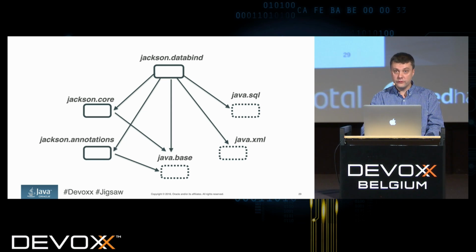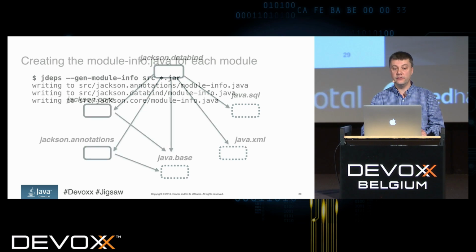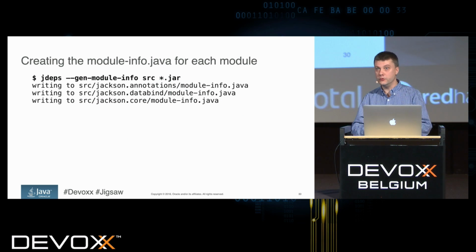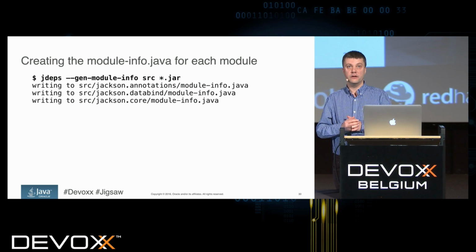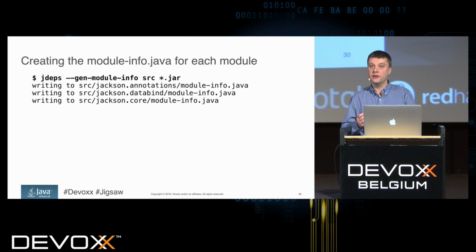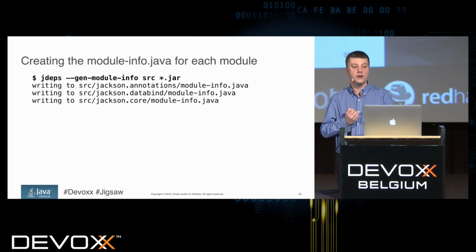I'm going to use JDEPs again. This is an option that allows me to generate a candidate, or at least an initial starting point for my module declaration. So --gen-module-info is an option on JDEPs to generate a starting point for your module declaration. It generates a module-info.java for each one of the jar files that you give it.